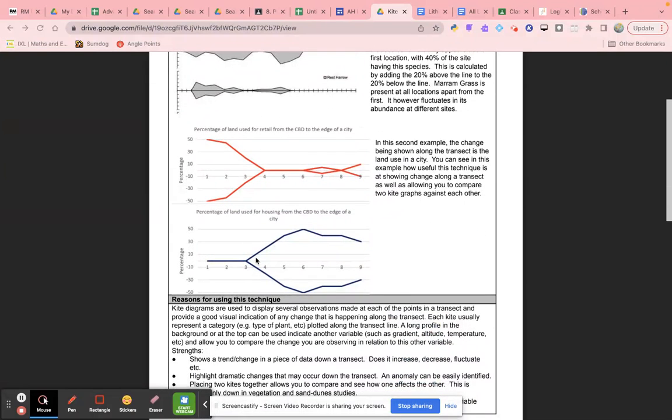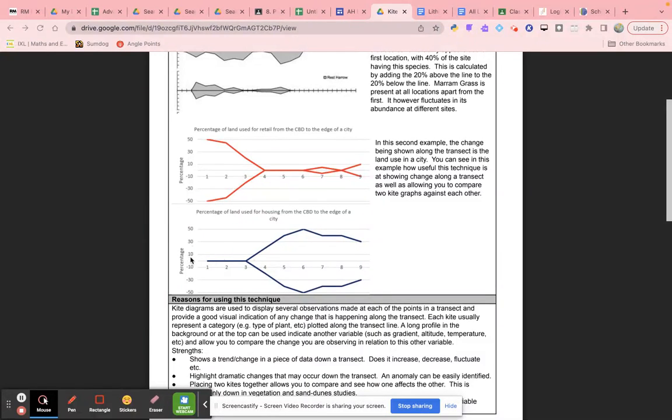Another example here we can see is this time it's the percentage of land use. So we are in the city centre and we can see that 100% of the land use is retail in the CBD. And as we move progressively out, we can see that percentage changes to 0 between sites 4 and 5. We get a little bit of retail at site 7. And then we get 20% at site 9. So that's the 10 and the 10. Likewise, we could contrast that with housing, and there's no housing at sites 1, 2, and 3, and then it increases to site 6 to 100% of the land use. So that's just a different technique.